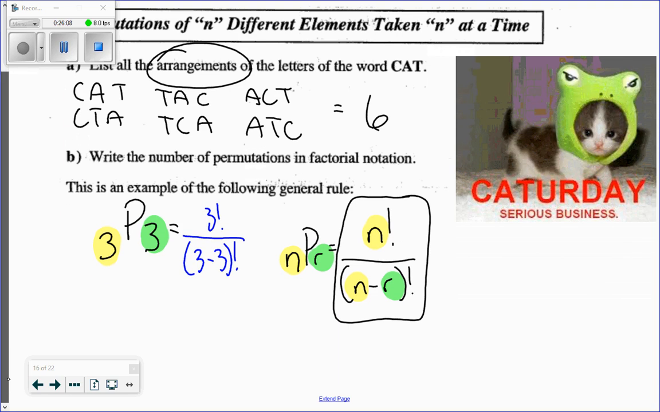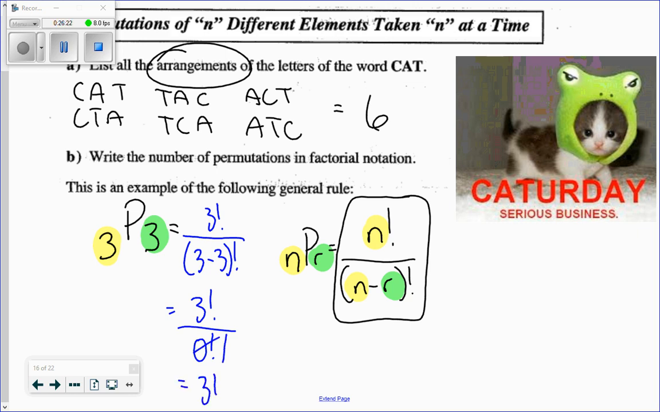Don't freak out. Now we learned this last week. What does 0 factorial equal? 1. So this equals just 3 factorial, which is 3 times 2 times 1, which is 6.